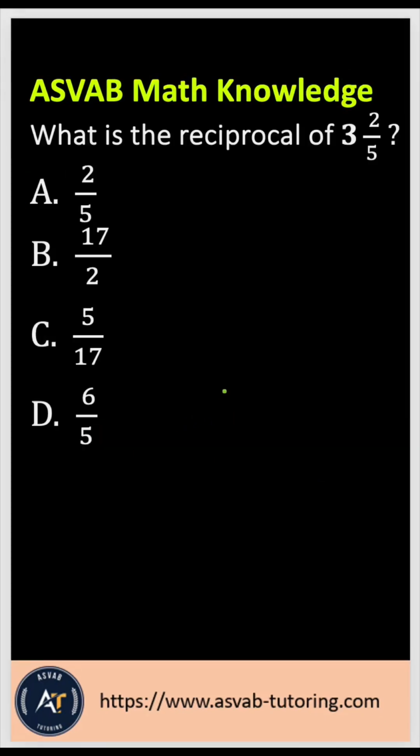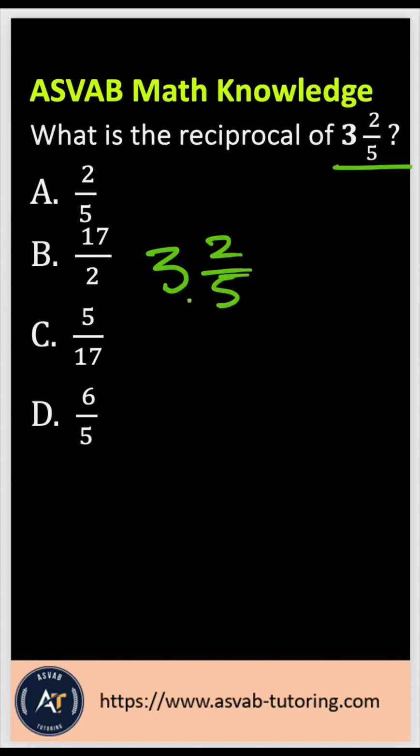Let's practice another math knowledge question for the ASVAB, PiCAT and other versions of the ASVAB test. The question says, what is the reciprocal of 3 and 2/5? If you want to find the reciprocal of a mixed number, you have to first make this mixed number into an improper fraction and then flip it. So let's do it. So I have 3 and 2/5.